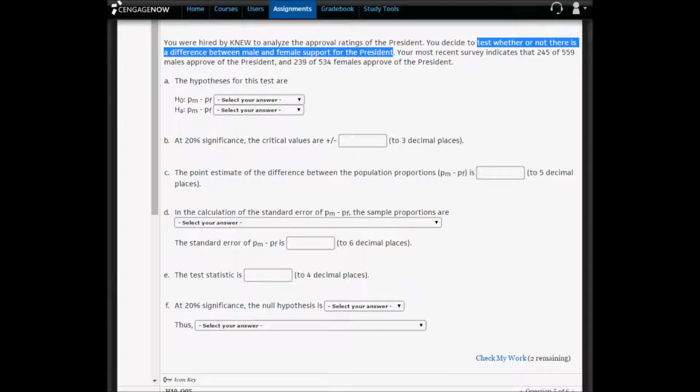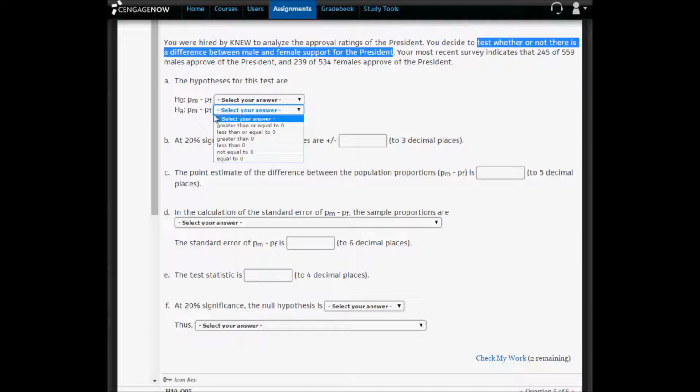Problem 5 is almost identical to problem 4. In problem 4, we built a confidence interval. In problem 5, we're going to test whether or not there is a difference between male and female support for the president. So that statement highlighted in blue is the alternative hypothesis.